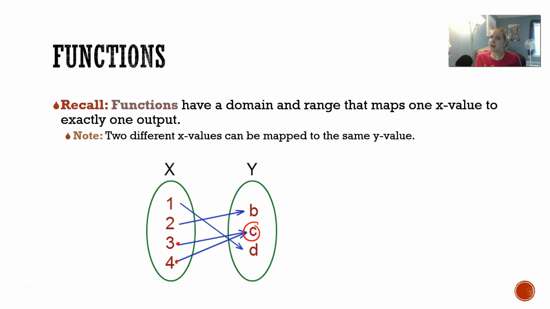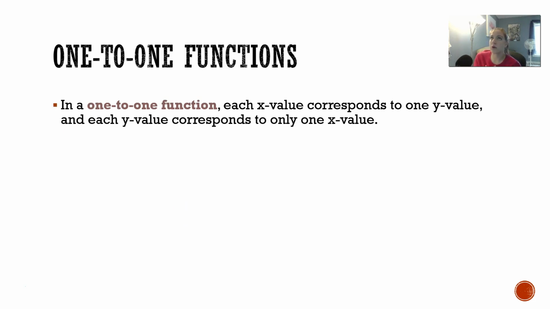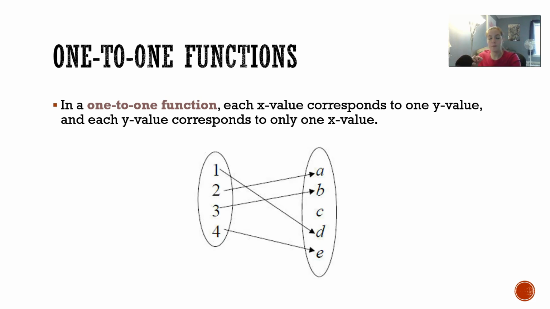Well, we want to look at an extra restriction on functions, and that extra restriction is the requirement that it has to be one-to-one. What does that mean? One-to-one functions have the requirement that each x value can only have one y value, but it also means that for all y values, you can only have one x tracing to it. So one-to-one: both can only have one attached to it. Here's an example of a one-to-one function.